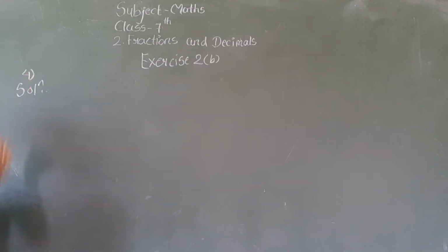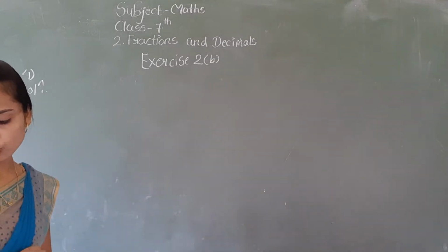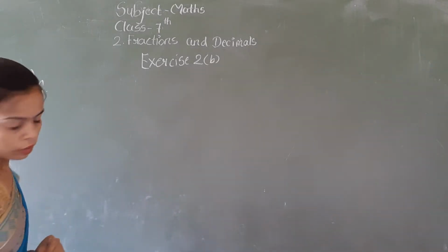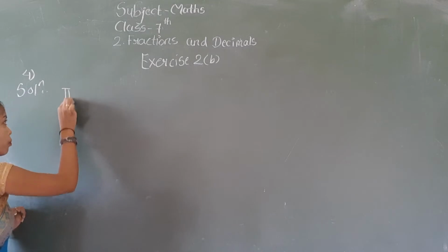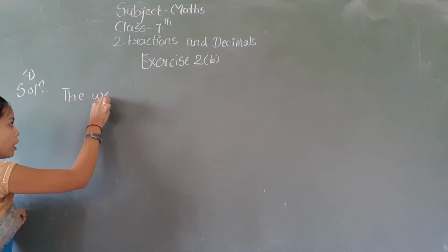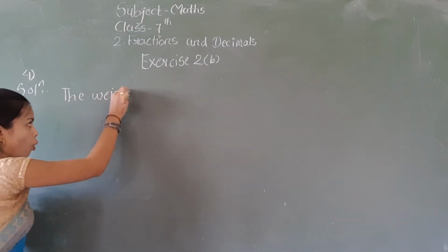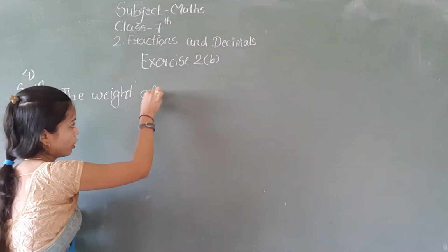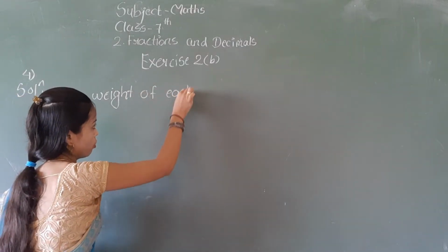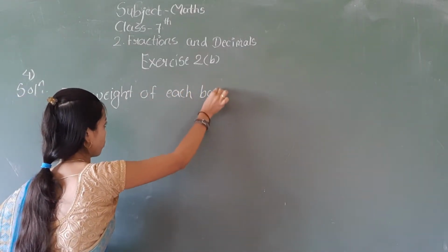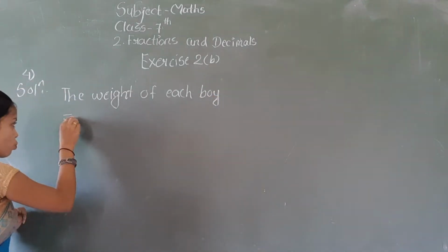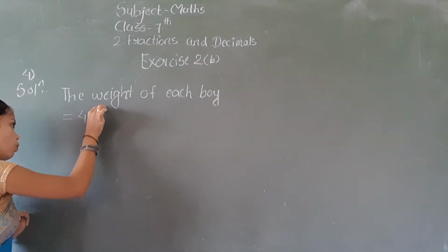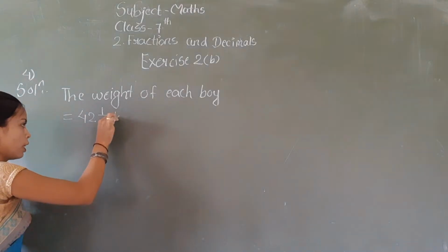So your answer is the solution of question number 4. Now you have to write: the weight of each boy is equals to 42 1 by 4 kg.